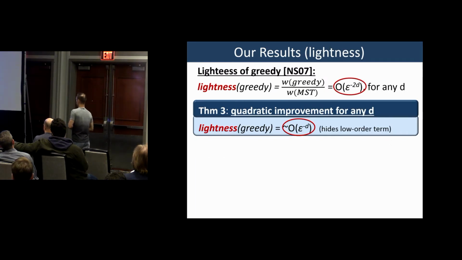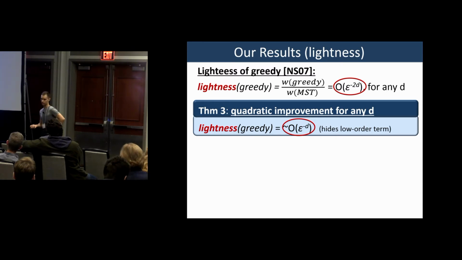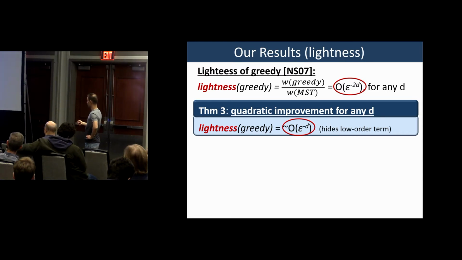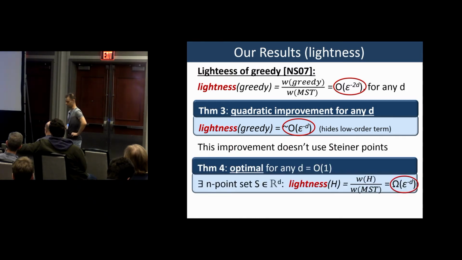Okay, for lightness, what we show is that the greedy spanner can actually admit a better lightness. So by refining previous analysis, we can get a lightness of epsilon to the minus d, roughly, up to some tilde, some log factor. And we are not using any Steiner points here. It's just a more refined analysis of the same spanner. And we show that this is tight as well. So there are point sets for which any 1 plus epsilon spanner will incur this lightness.